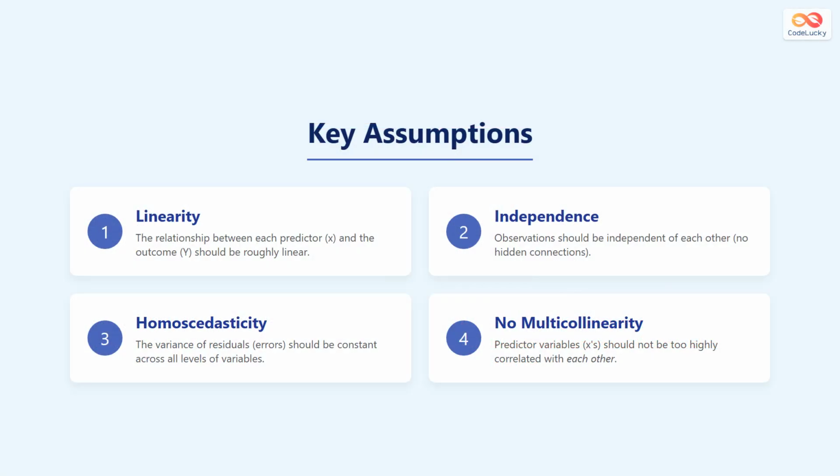Before you run a regression, you must check your assumptions. 1. Linearity. The relationship should be a straight line or plane. 2. Independence. Your data points shouldn't influence each other. 3. Homoscedasticity, which is a fancy word meaning the size of your errors should be consistent across the board. And 4. No multicollinearity. Your predictor variables shouldn't be too highly correlated with each other, or the math gets unstable.